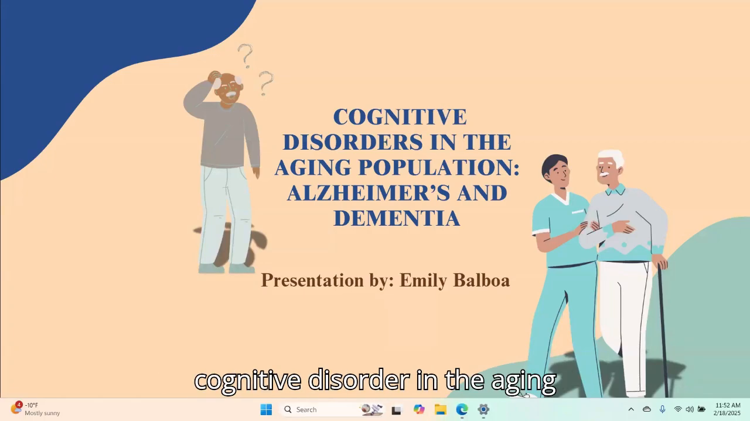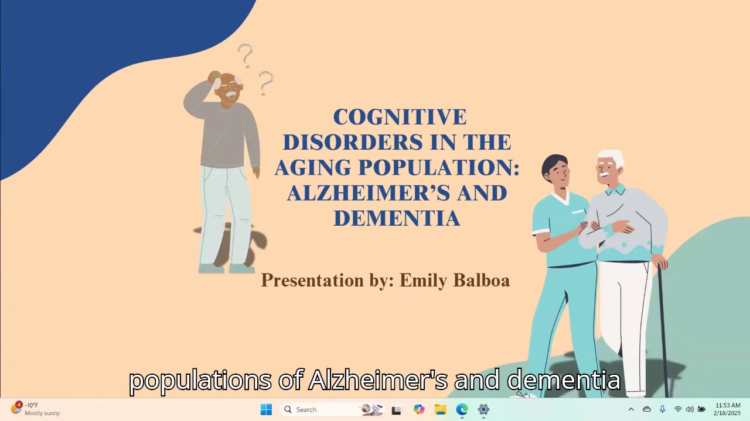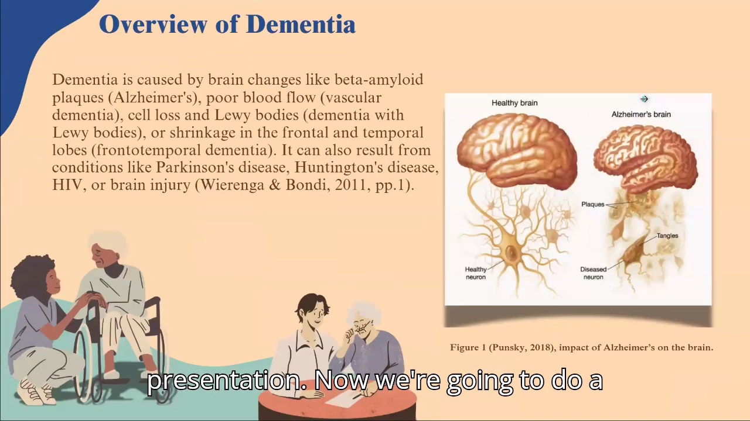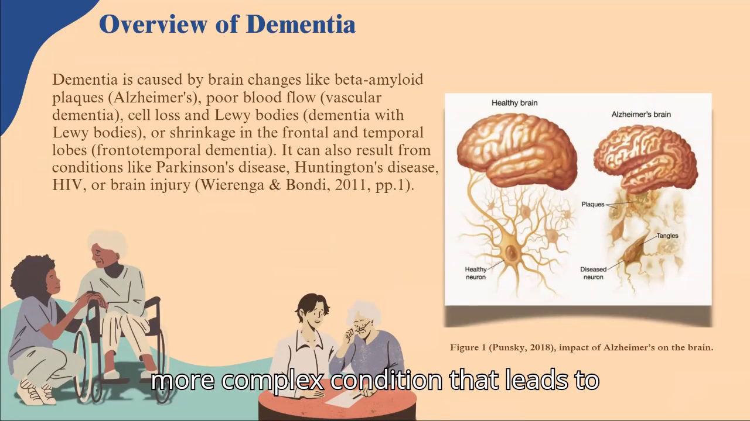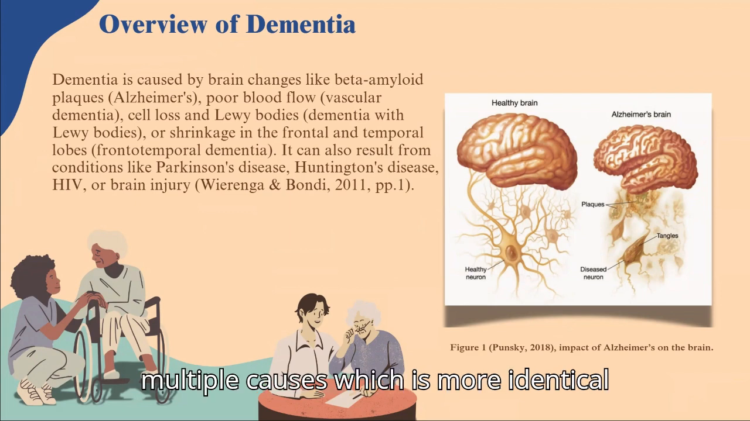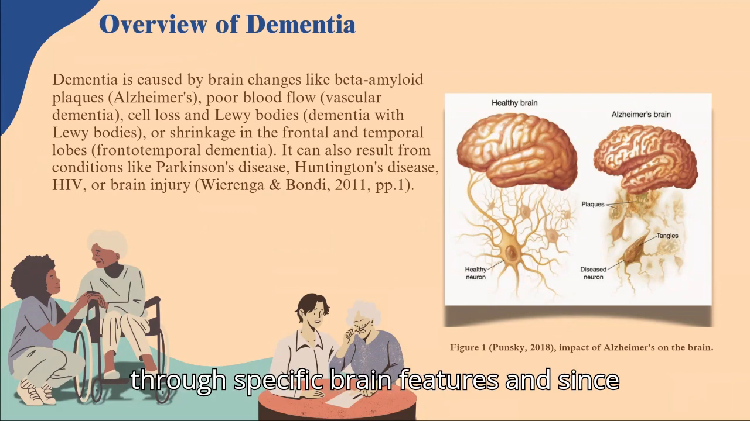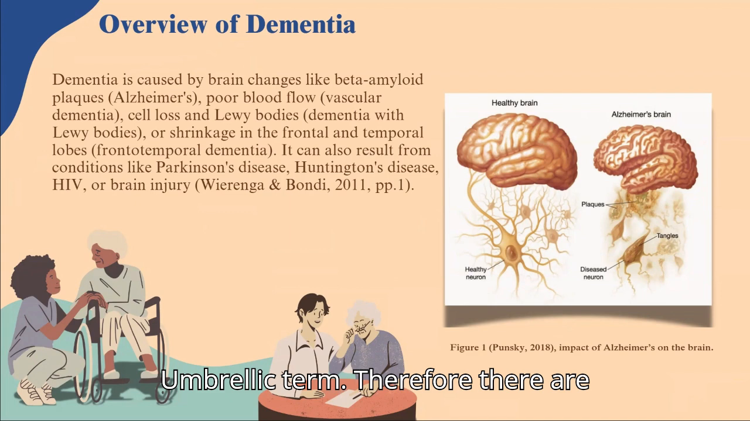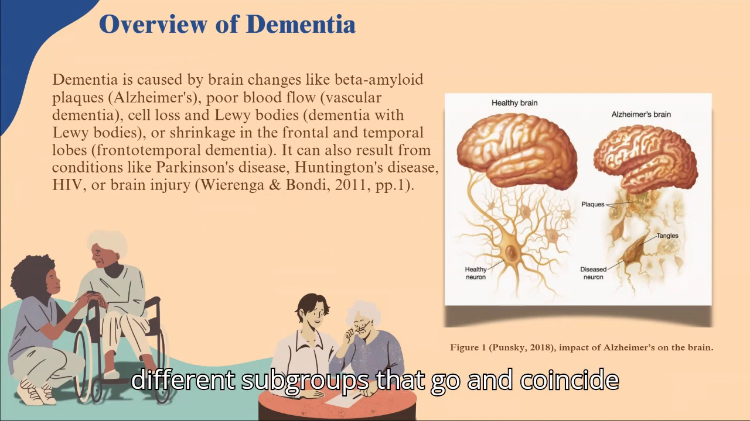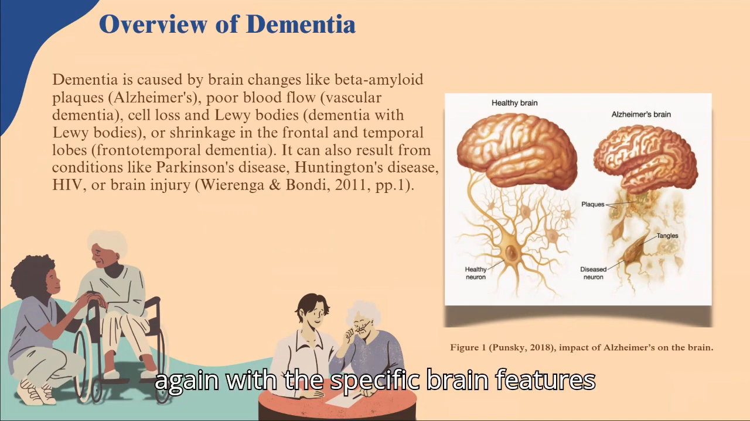All right, we're going to be talking about cognitive disorders in the aging populations of Alzheimer's and dementia presentation. Now, we're going to do a quick overview of dementia, as dementia is a more complex condition that leads to various cognitive challenges and has multiple causes, which is more identifiable through specific brain features. And since dementia is more of a broad umbrella term, there are different subgroups that coincide with the specific brain features that are affected.